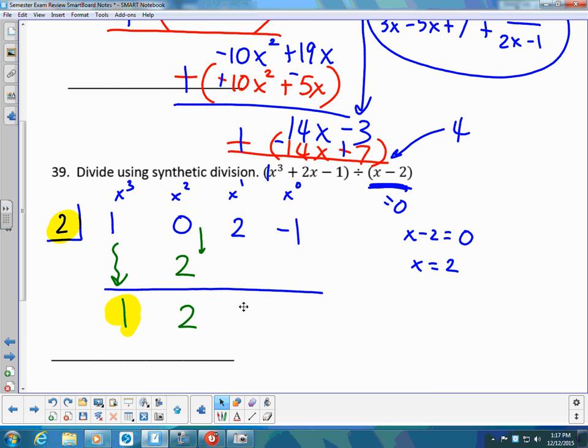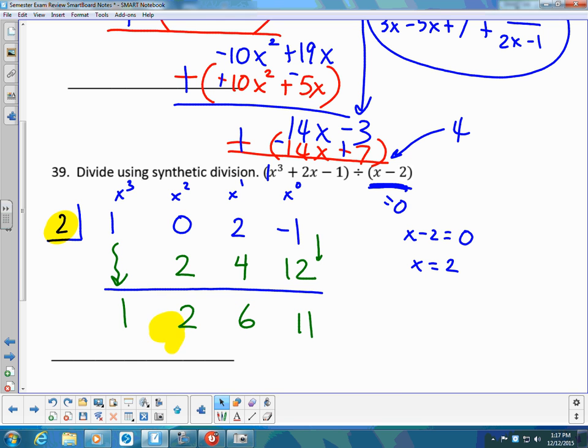And then I'm going to multiply again the number in the box by the number below the line. This time I get 4. So I'm going to put that right there. I'm going to add these 2, and I get 6. And then I'm going to multiply the number in the box by the number below the line. I get 12. So I have that right there. And then I add these, and I get 11.